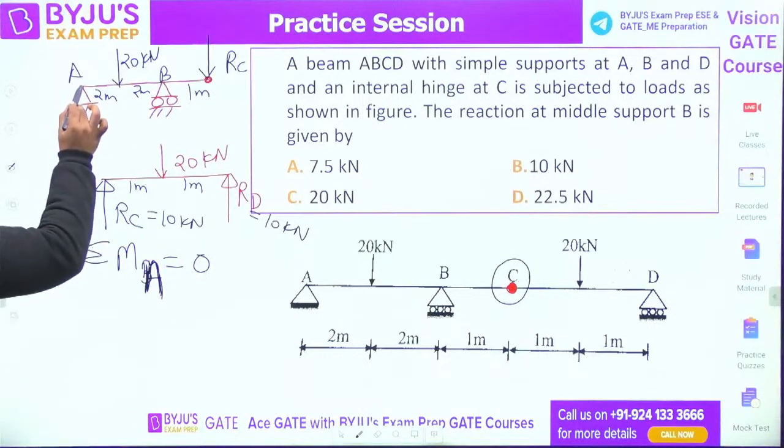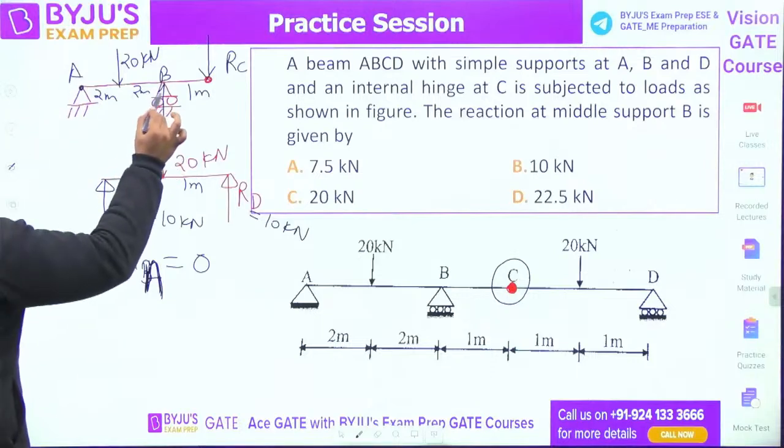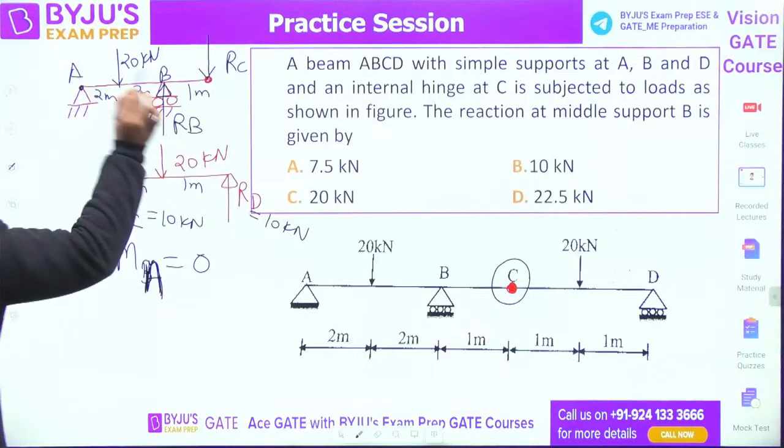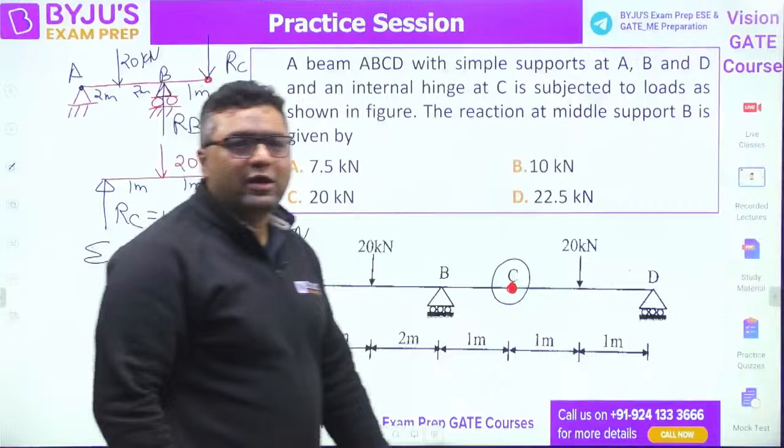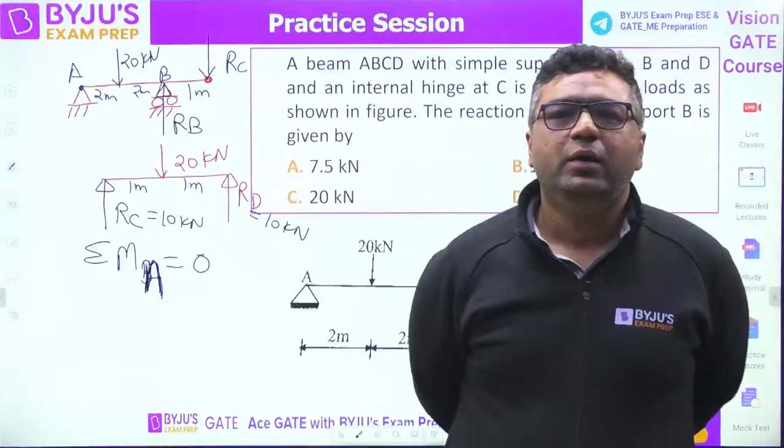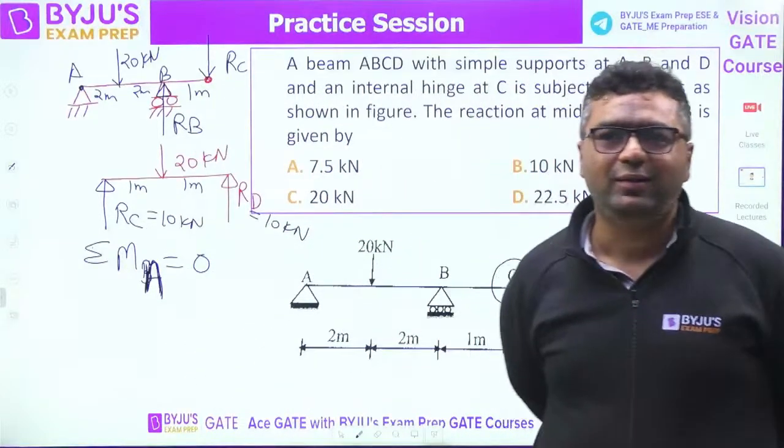So when you take moments about this, you can say here will be a support reaction RB. Everything is known to us other than RB. You can find out RB very easily. I feel some of you have already answered.